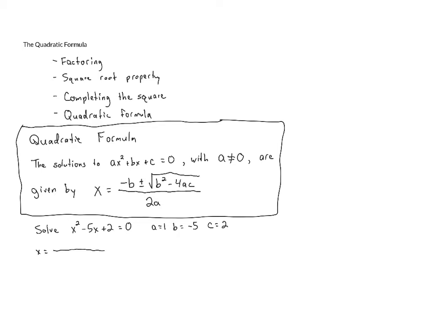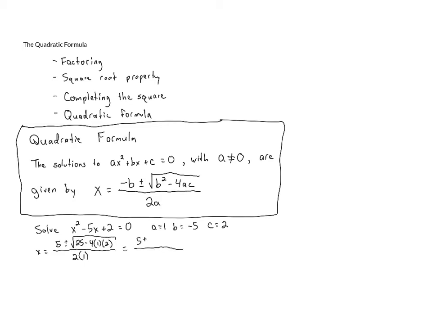So we have x equals, and we start off with the opposite of b. Well, if b is -5, then the opposite of -5 becomes +5. Those negatives cancel. Then we have plus or minus the square root of b squared. Well, in this case, -5 squared is 25, minus 4 times a, which is 1, times c, which is 2, all over 2 times a, which is 1.